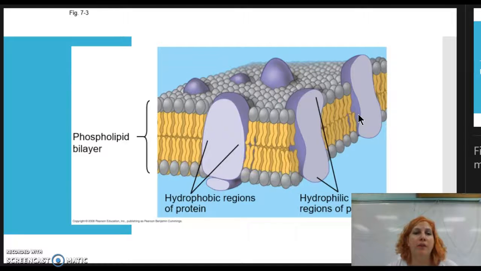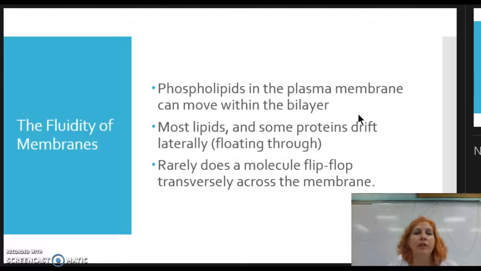So this is the phospholipid bilayer, and instead of just being a flat blanket of gray on both sides with the yellow in the middle, what we see is that there are these proteins embedded, and these proteins have hydrophobic regions. The hydrophobic regions are found within the hydrophobic region of the phospholipid bilayer, the yellow tails. And then there are hydrophilic regions of the protein, and they are found on either end, and they stick out into the water.